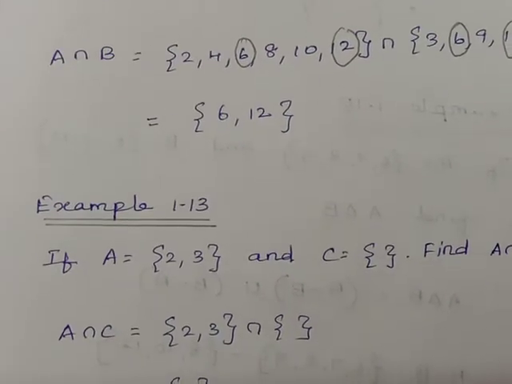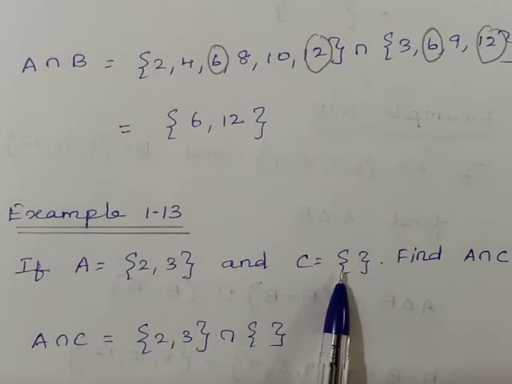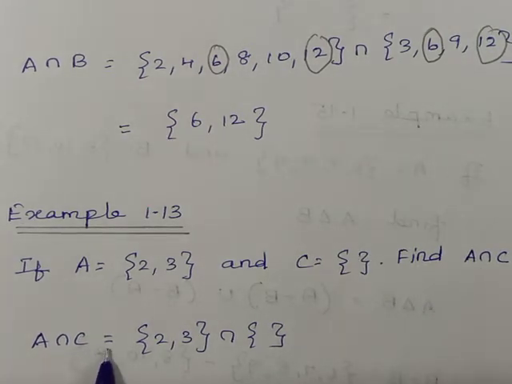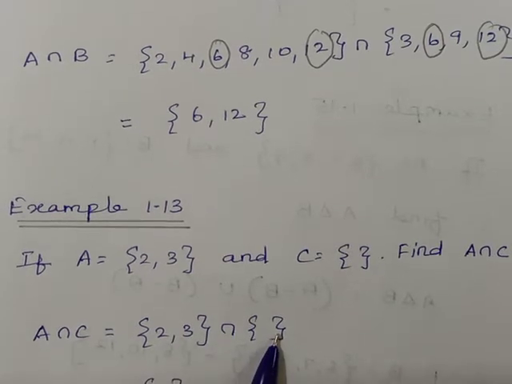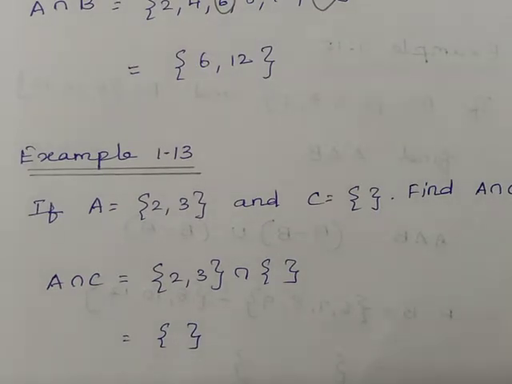Example 1.13. The value of A is 2, 3 and the value of C is the empty set. Find A intersection C. Since A is given, we'll write the value of A first, intersection, then the value of C, which is the empty set. Intersection means what is common. No numbers are common here. So the empty set is your answer.